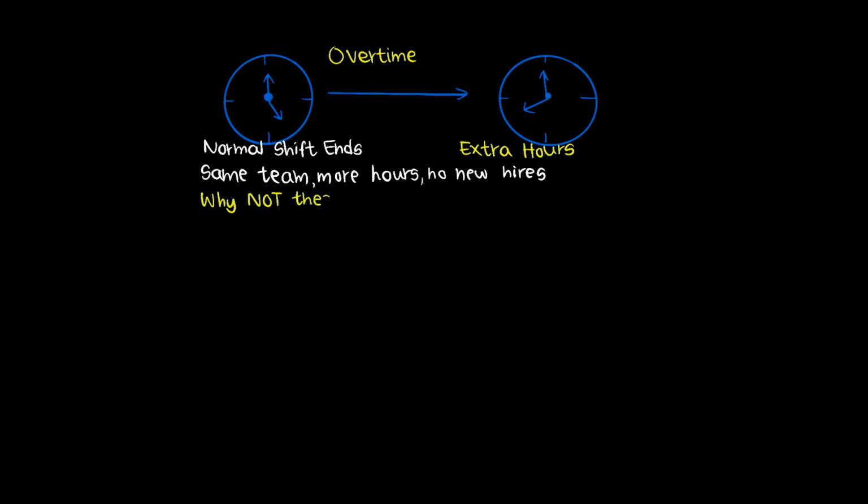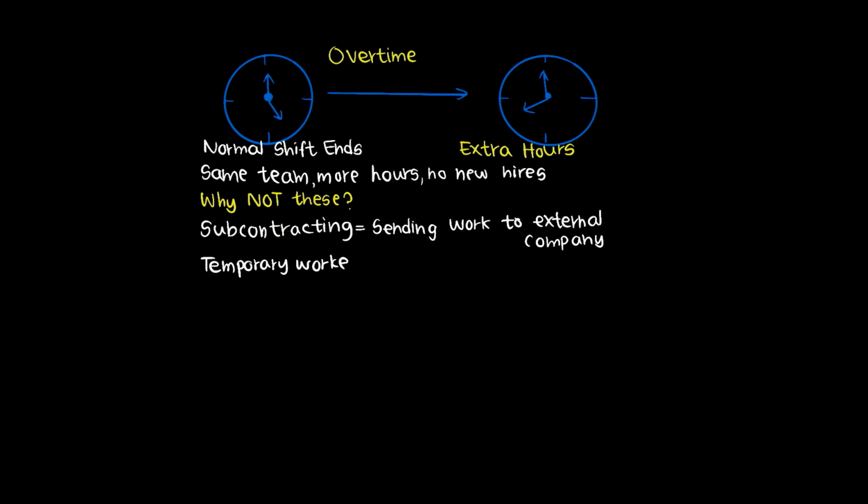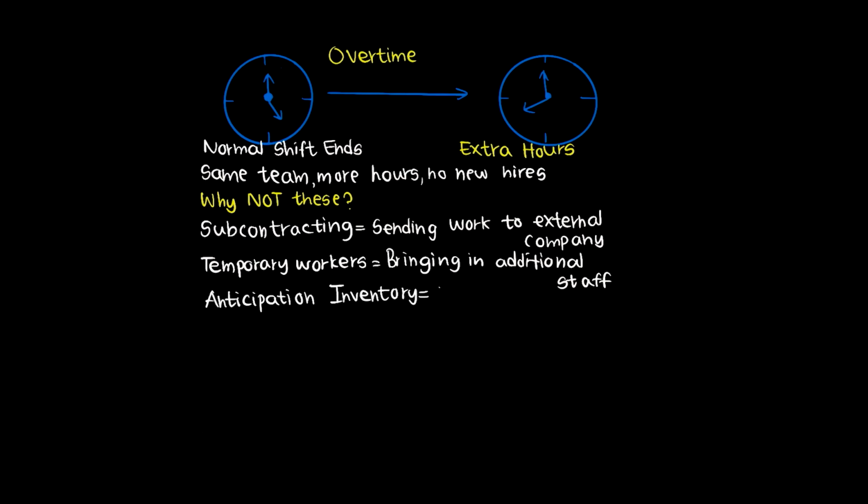Subcontracting means sending work to an external company. That is not what is happening. All production stays internal with the current team. Hiring temporary workers would bring in additional staff. The question specifically says the manager wants to avoid adding new employees. Building anticipation inventory means producing goods ahead of a demand spike and storing them. That requires warehouse space and carrying costs. The manager is deliberately avoiding the inventory route.